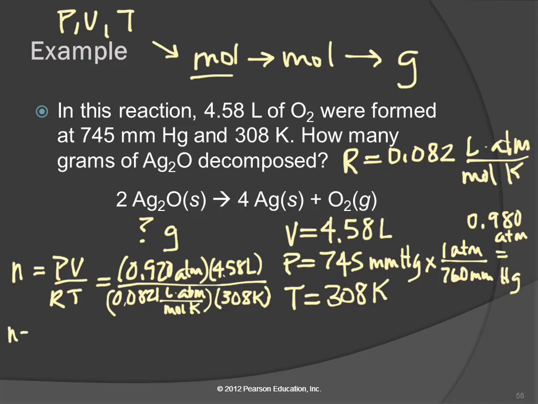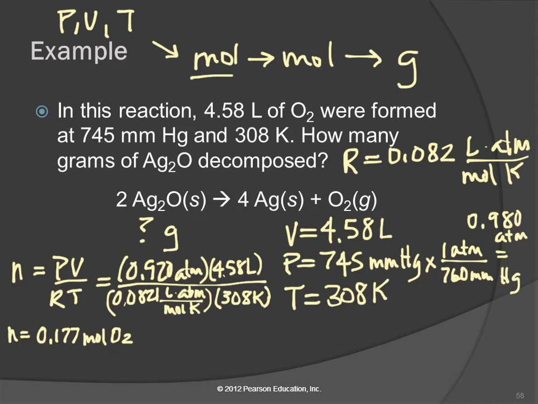So n equals 0.177. 0.177 moles of oxygen, not hydrogen. Moles of oxygen. Did you get that number on your calculator? Make sure you're being careful with your numbers in the denominator there. If you got a really big number, then you have a calculator glitch.